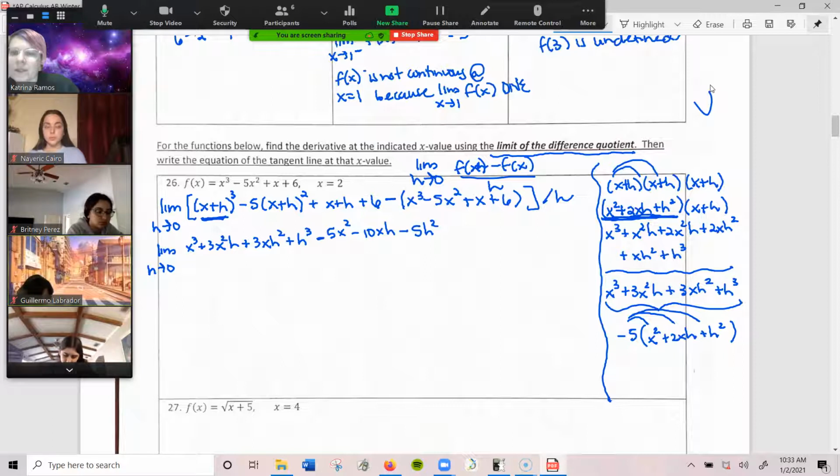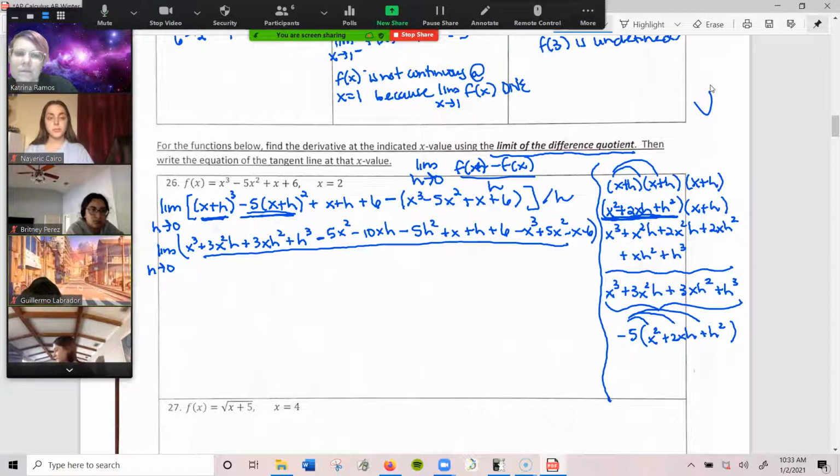So that's these two parts here, that's the hardest part of this whole process, because now the rest I don't have to worry about, is just plus x plus h plus 6. Now I'm going to distribute this negative, so minus x to the third plus 5x squared minus x minus 6. And all of this is over h.